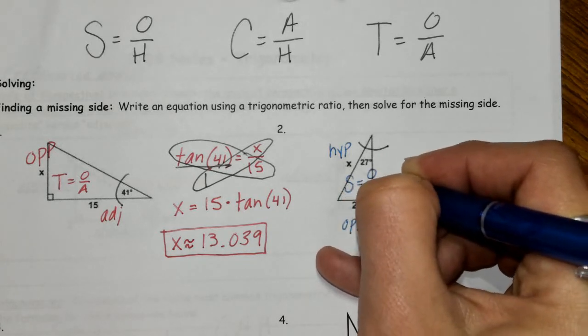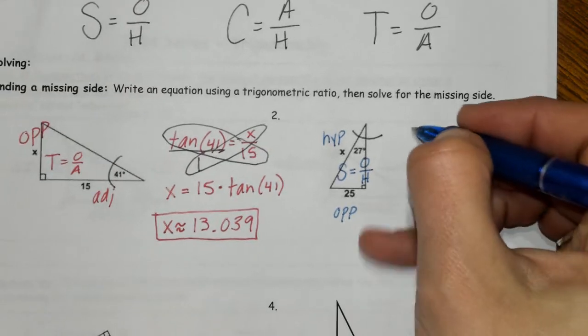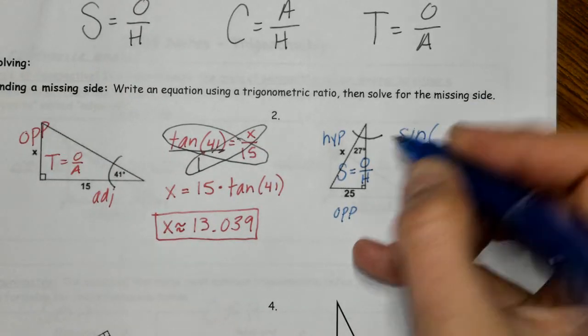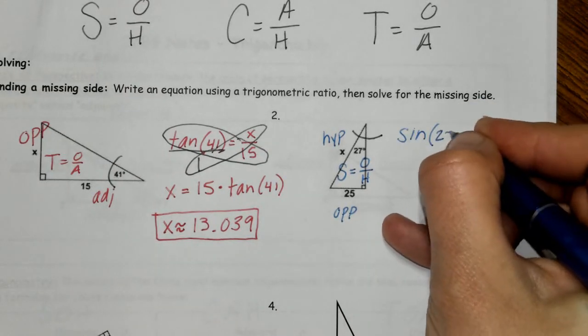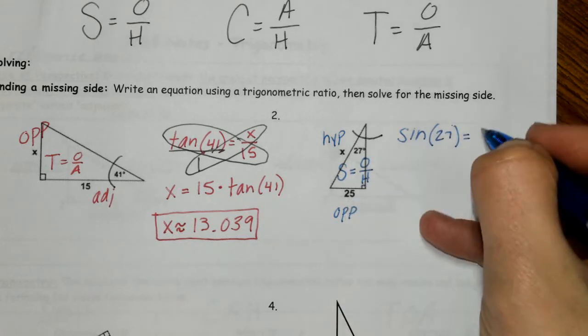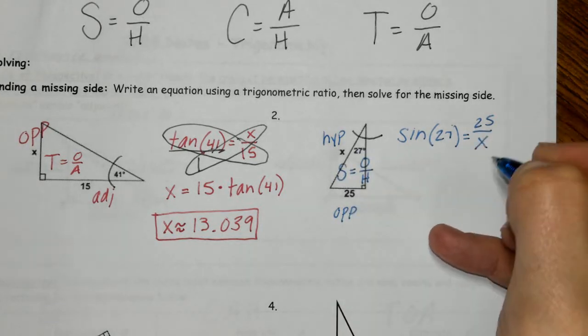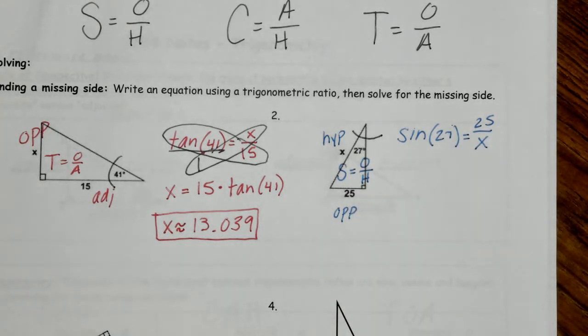Sine is opposite over hypotenuse. So let's go ahead and set up that equation like we learned. We have the sine of that angle measurement, 27, is equal to opposite 25 over the hypotenuse of x. Now, x is on the bottom now. We're still going to do the same thing.